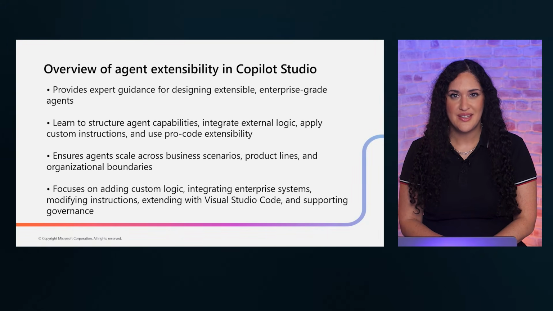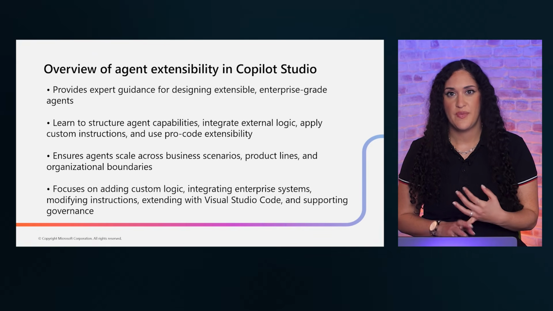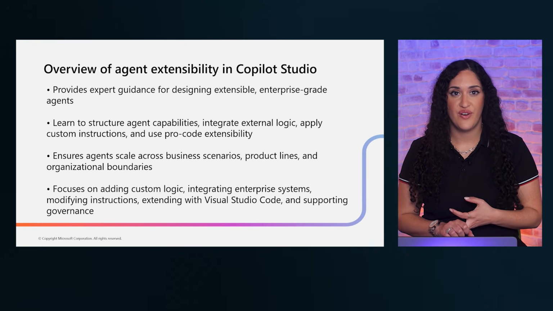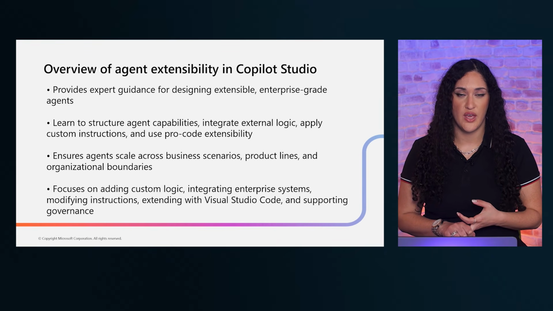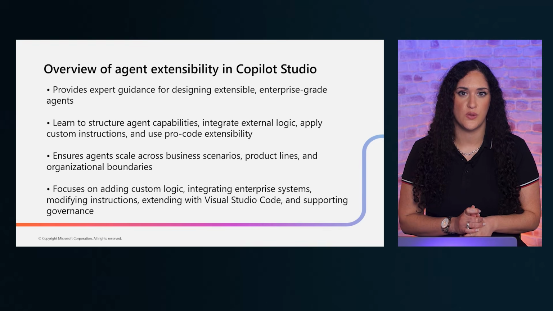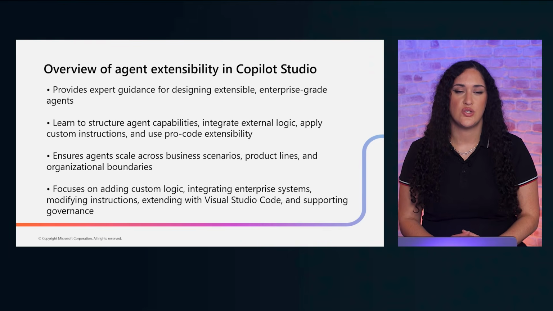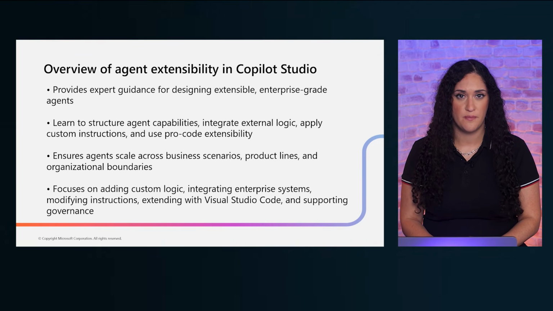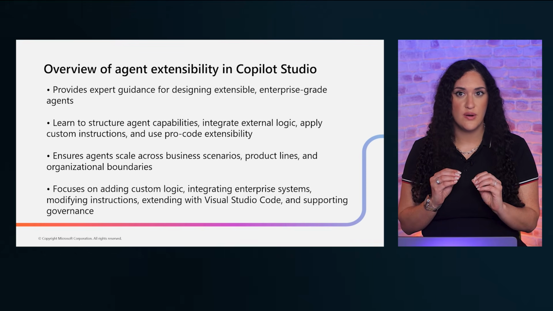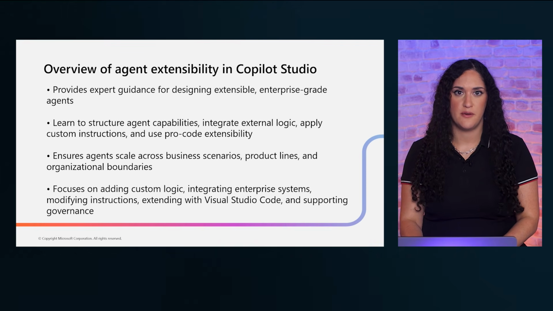Copilot Studio extensibility covers 5 focus areas: adding custom logic and behaviors, integrating enterprise systems through connectors and APIs, modifying agent instructions with prompt modification techniques, extending with Visual Studio Code for advanced scenarios, and supporting governance and lifecycle controls. The best practice is to design for extensibility from day one. An agent that cannot be extended becomes technical debt. Build modular, loosely coupled components that can evolve independently.